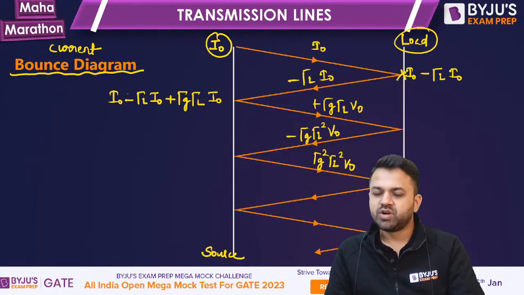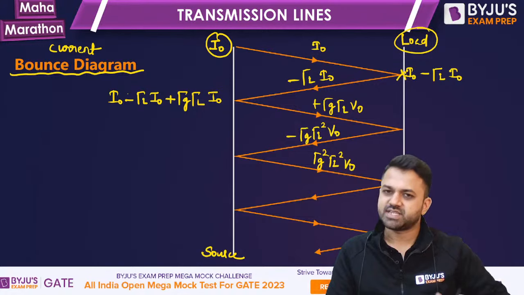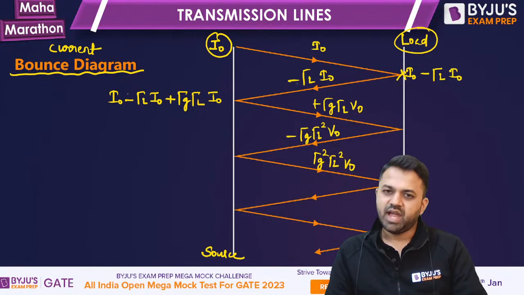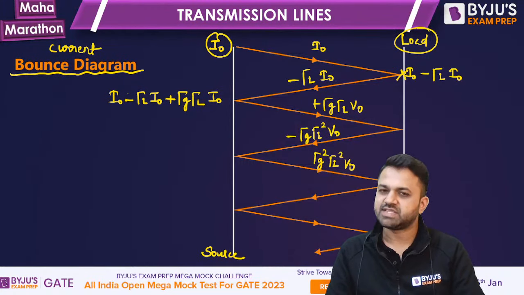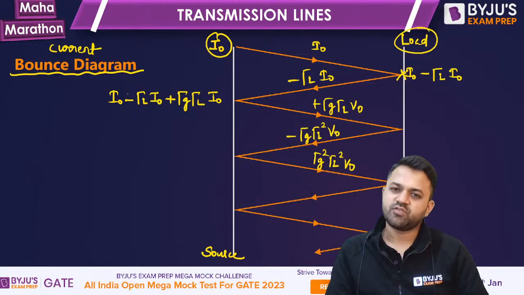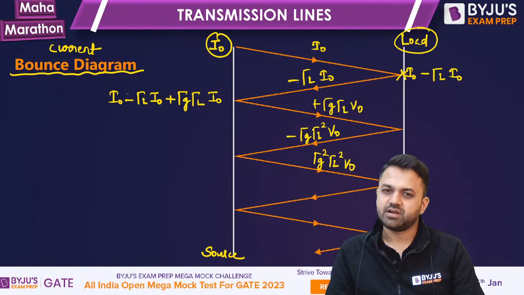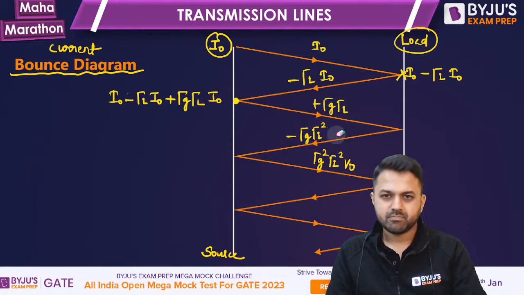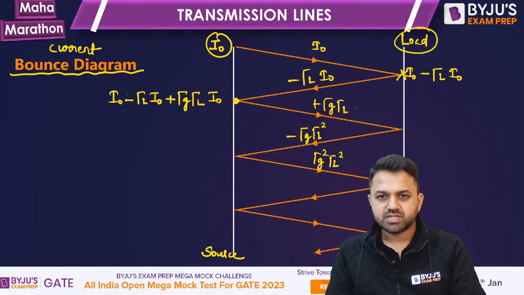Then it will reflect from the load, because the load is not equal to the characteristic impedance. So it will reflect from the load and it will be minus gamma L into I0, because the reflection coefficient for the current wave is the minus of the reflection coefficient for the voltage wave. That is why the minus sign will come. And because it will also reflect at the generator end, the reflection coefficient will be negative. So negative times negative will become positive, and hence this is gamma G into gamma L into I0. Oh, sorry, this is I naught, I naught, and I naught.